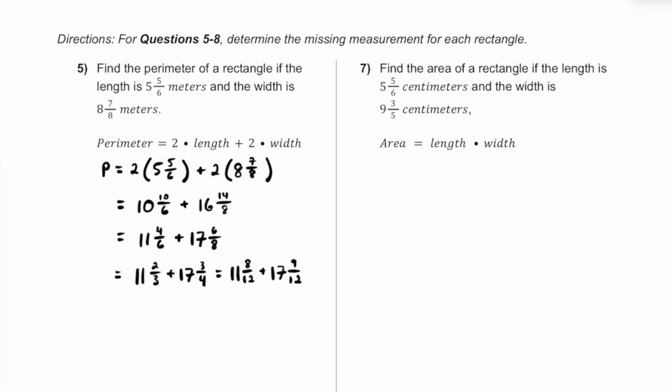Now, if we go ahead and add these together, adding the whole numbers together, 11 plus 17 is going to be 28. And then 8 plus 9 is going to be 17. So we're getting 17/12. And then this is an improper fraction inside a mixed number. So we can regroup here and call this 29 and 5/12. Okay. So in this case, we can go ahead and say the perimeter is going to be 29 and 5/12 meters.